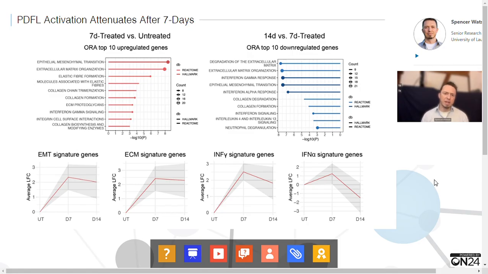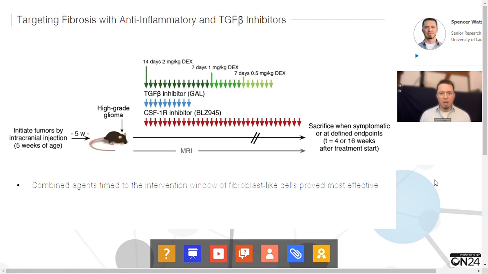And so we devised a treatment strategy using a combination therapy targeting neuroinflammation and TGF-beta. So we had tested many, many different single agents over several years, and none of them were successful as single agents. It was only when we took this combination approach that we were able to affect any change.